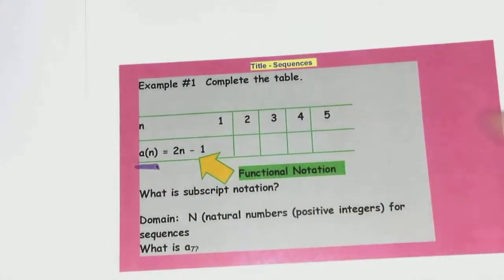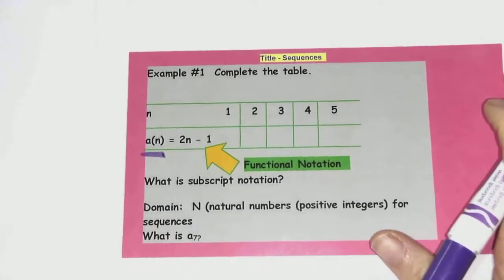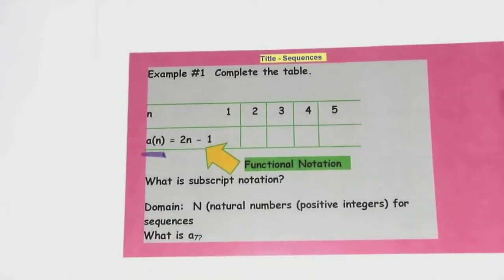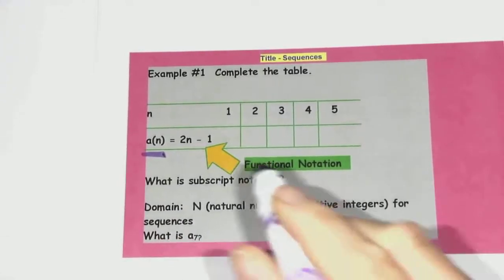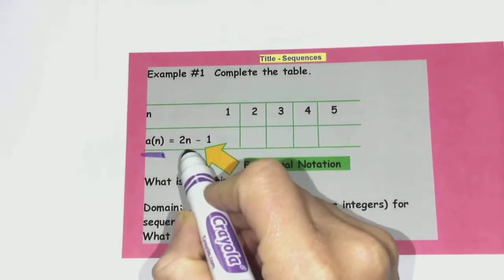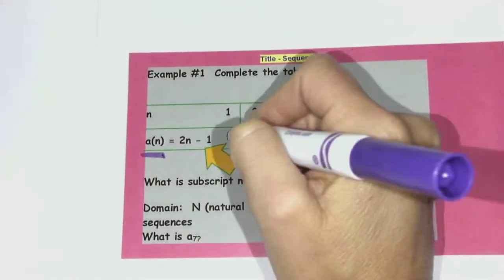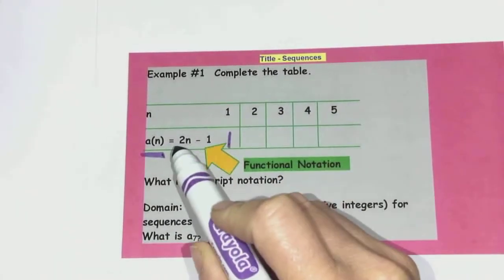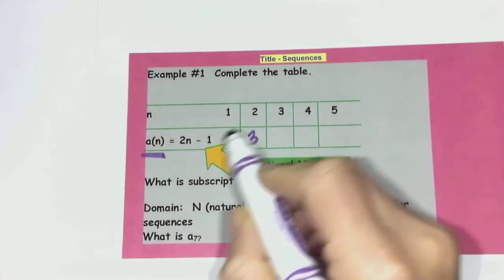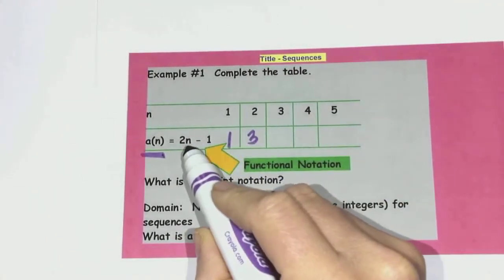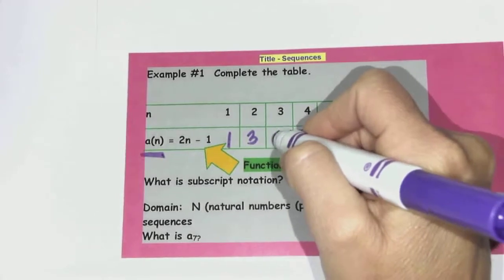Back in Algebra 2, you used something called functional notation. You simply plug the numbers 1, 2, 3, 4, and 5 in to find the first 5 terms. 2 times 1 is 2, 2 minus 1 is 1. Then you plug a 2 in. 2 times 2 is 4, 4 minus 1 is 3. Plug in a 3. 2 times 3 is 6, 6 minus 1 is 5.